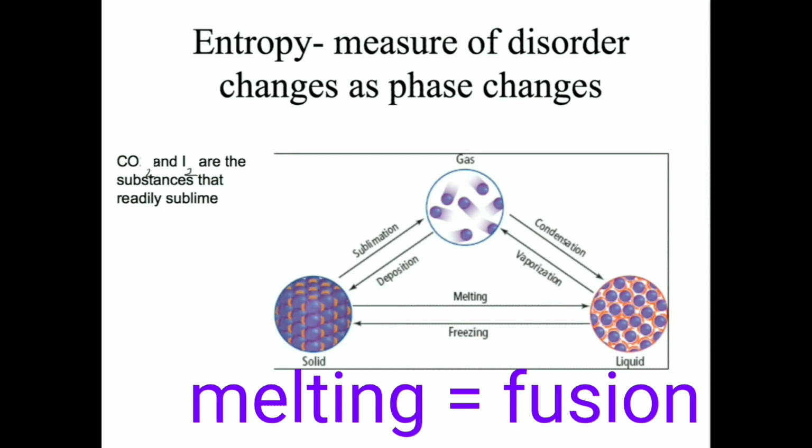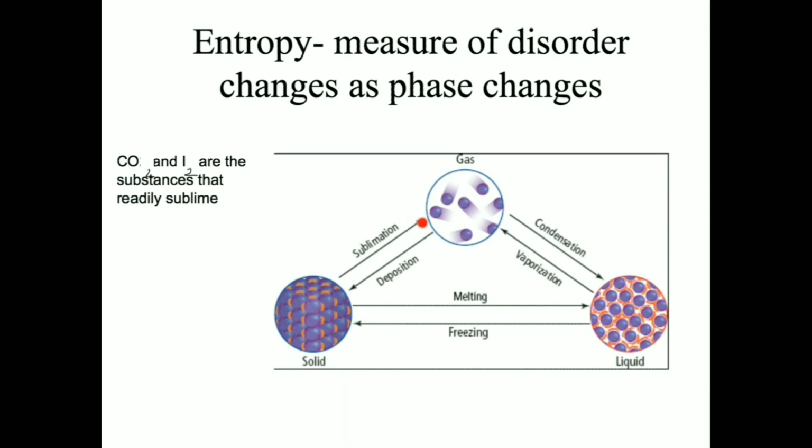But the two new phase changes that you might not be familiar with, but are very important, are sublimation, which occurs when a solid turns straight into a gas. This happens with dry ice or carbon dioxide. It also happens with iodine. It is very important that you know what sublimation is, or the verb is to sublime. So carbon dioxide and iodine are two substances that readily sublime at STP.